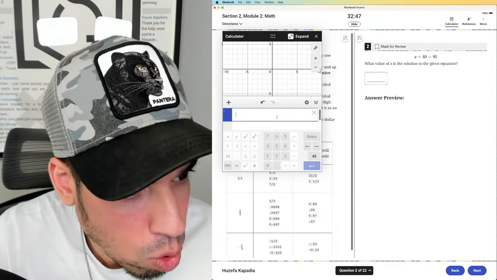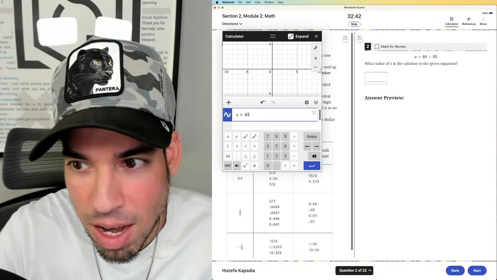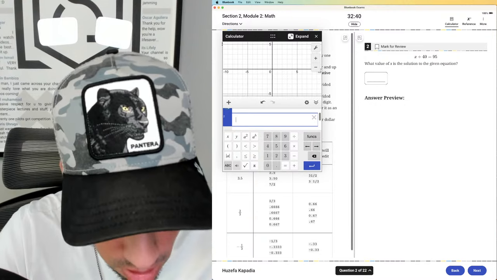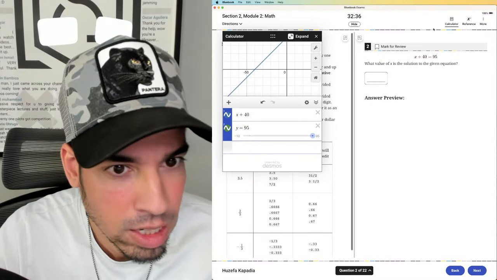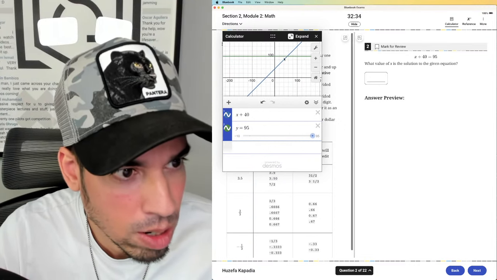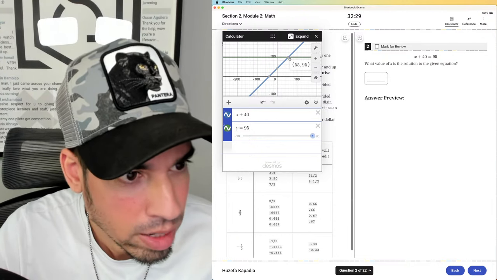Obviously, this one, of course, you can do it. x plus 40. You could do it as equals 95, but I like to say y equals 95, and then I look for the intersection of the two. Each side is its own equation, and then you can zoom out and be like, oh, there it is. They're solving for x, right? So x is 55.